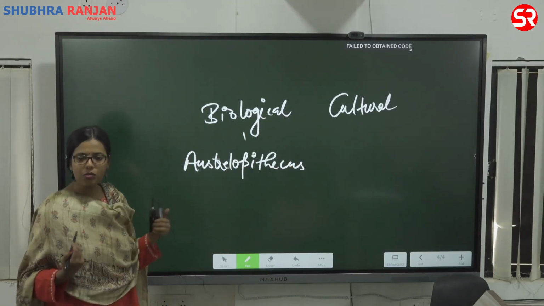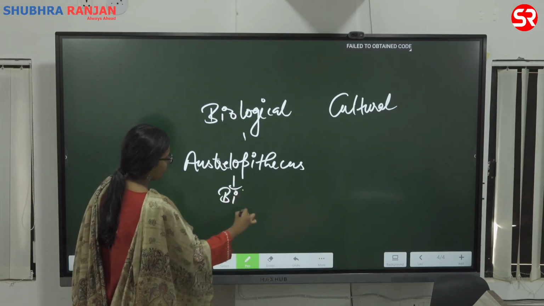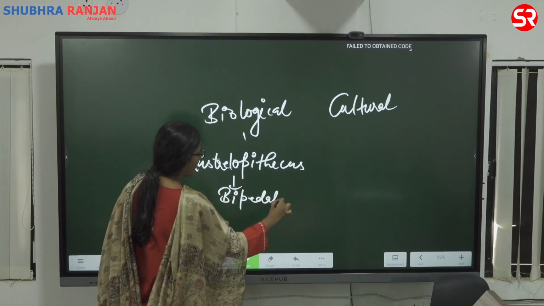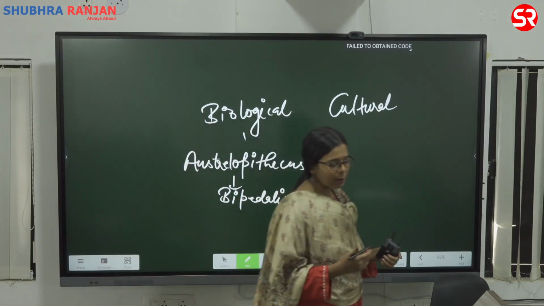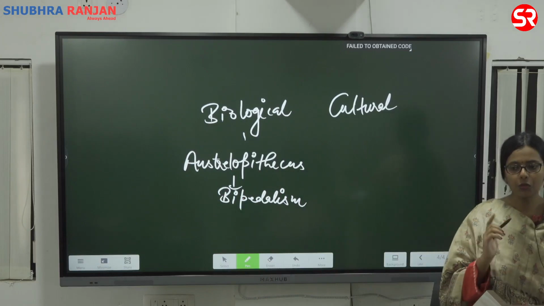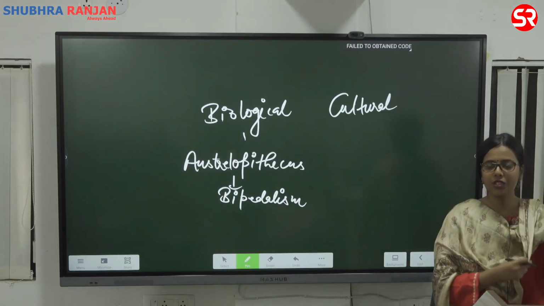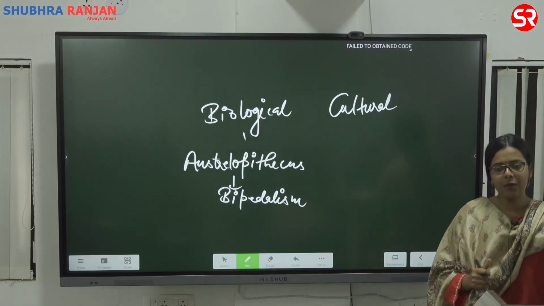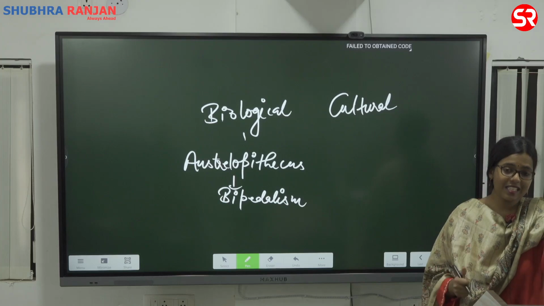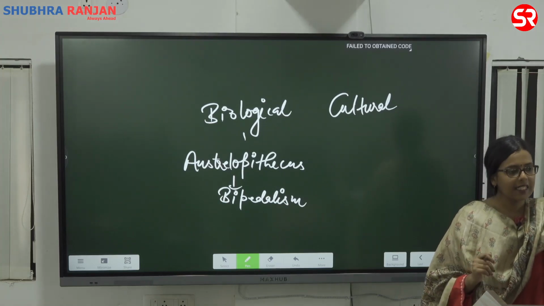How? In Australopithecus, you will see bipedalism is coming. What do we mean by bipedalism? Walking on two feet. And why this particular evolution became very important? So see, when we are talking about a time which is 56 lakhs years ago from now, that time was a time of ice age.